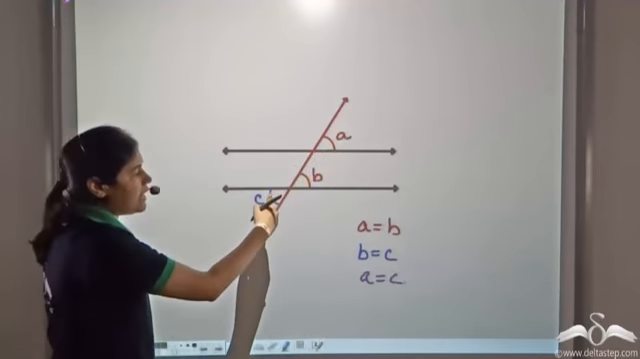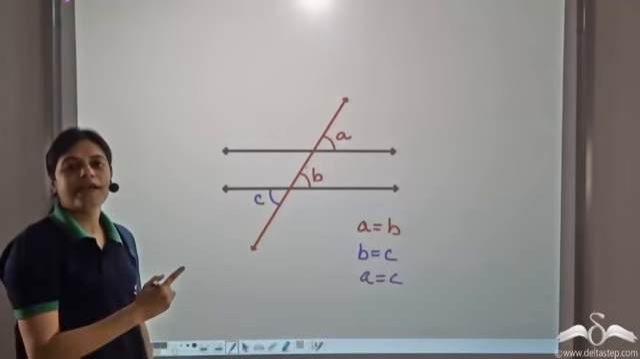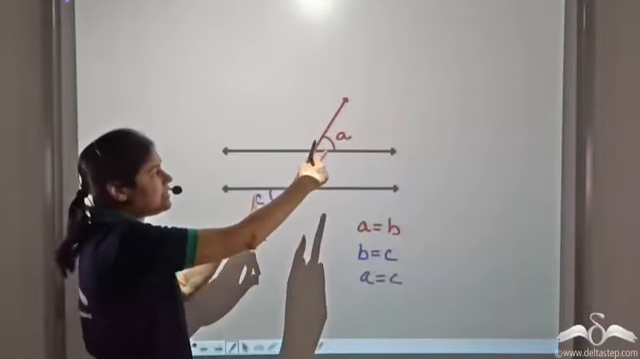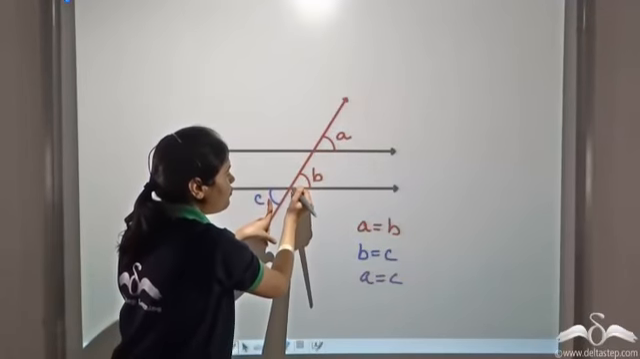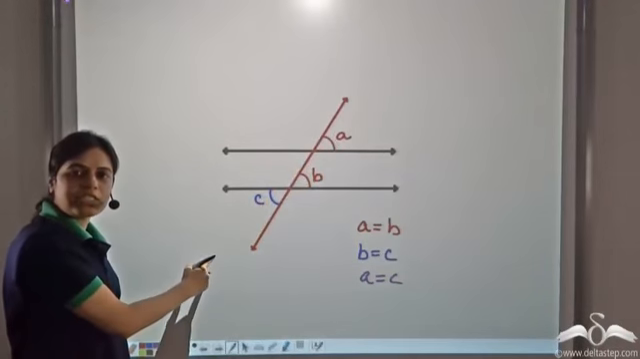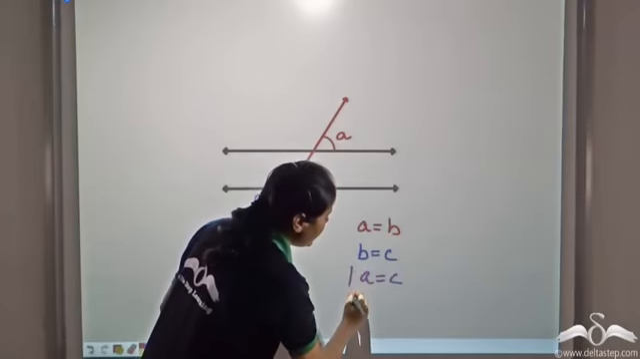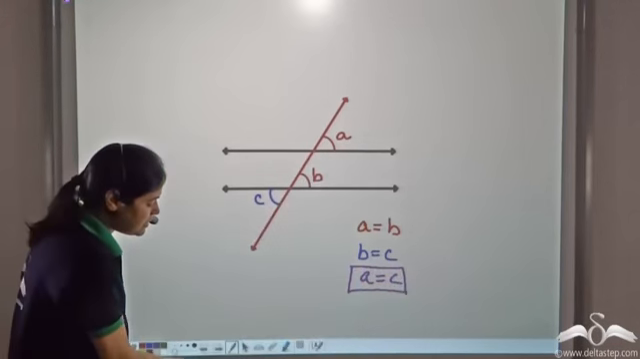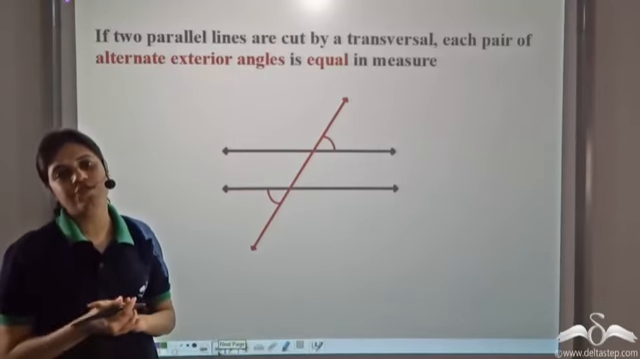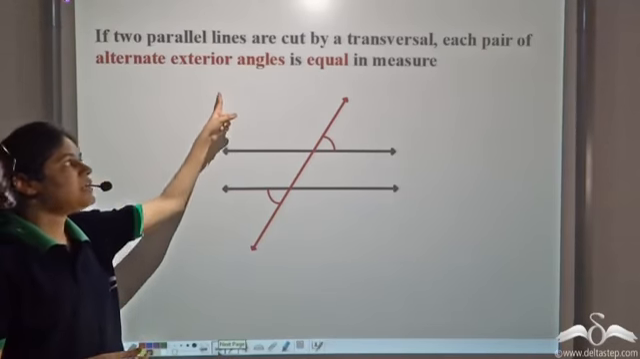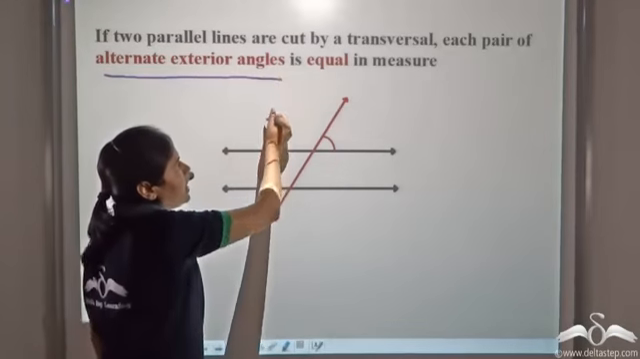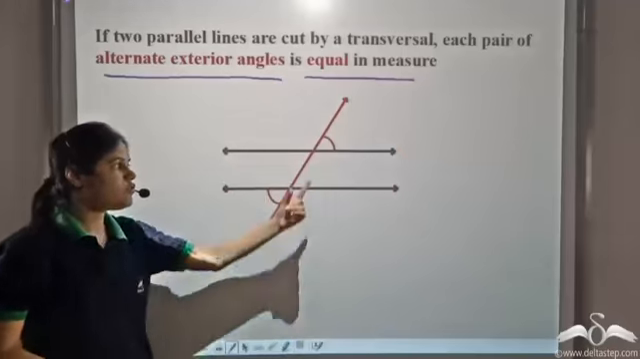But notice that A and C are alternate exterior angles because they lie on the opposite sides of the transversal and they are exterior angles formed on different vertices. So A and C form a pair of alternate exterior angles, and since A and C are equal, we can say that a pair of alternate exterior angles is equal in measure in case of parallel lines. So if two parallel lines are cut by a transversal, then each pair of alternate exterior angles is equal in measure. So we have proved this.